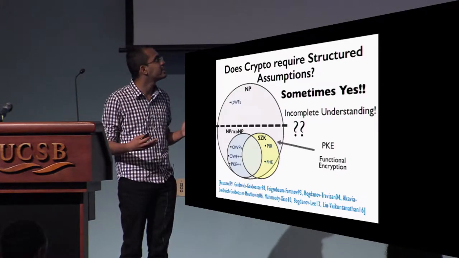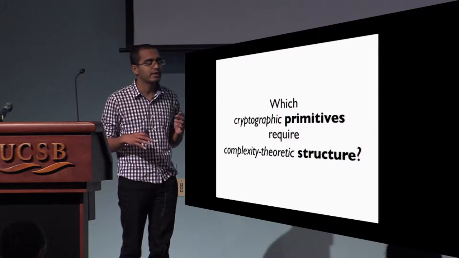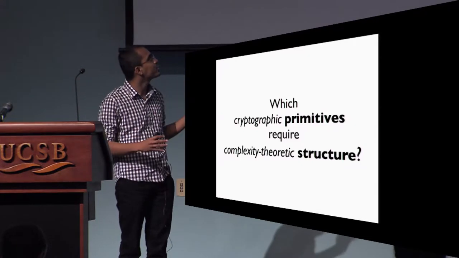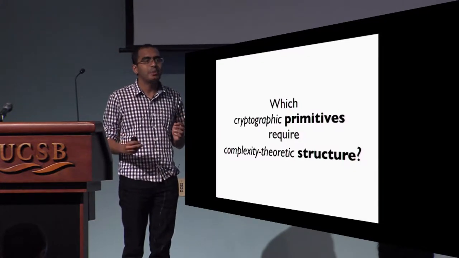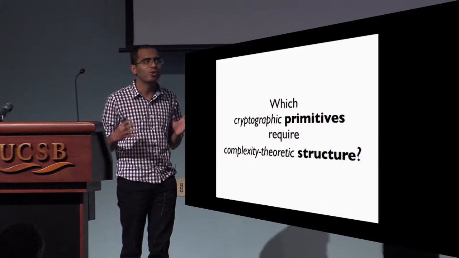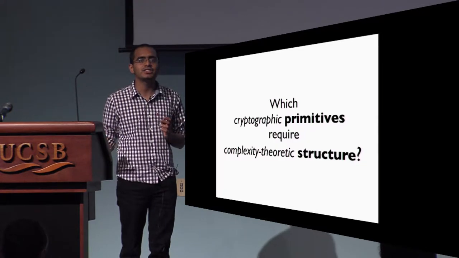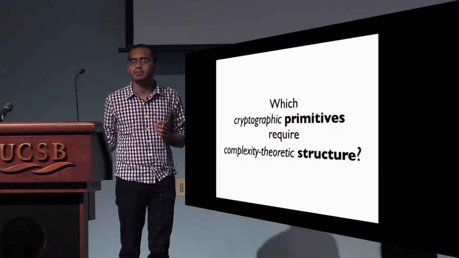Similarly, the case for other primitives like functional encryption, oblivious transfer, I/O, and so on. Okay, so this is the main question of this talk: which cryptographic primitives require complexity theoretic structure? Basing cryptography on minimal assumptions is a major goal in cryptography, and understanding the complexity theoretic implications of these primitives helps shed light on what the minimal assumption has to be.